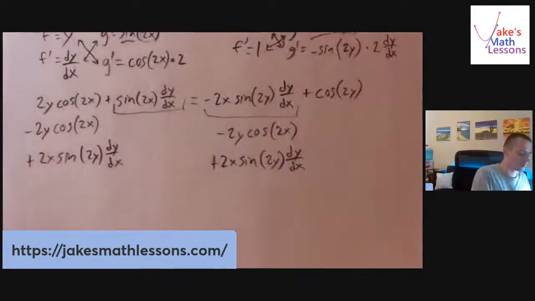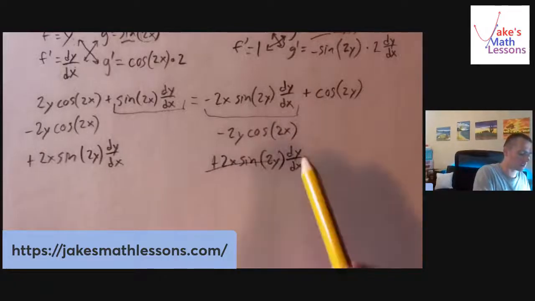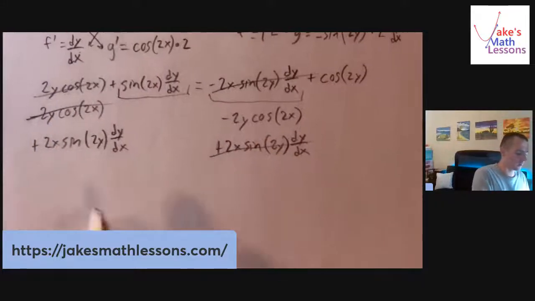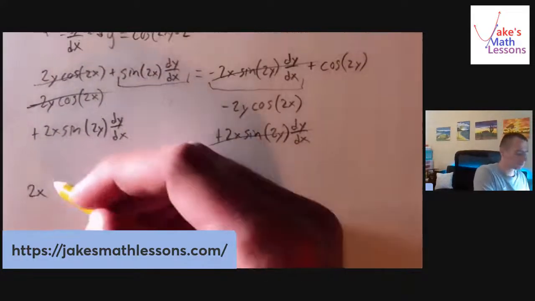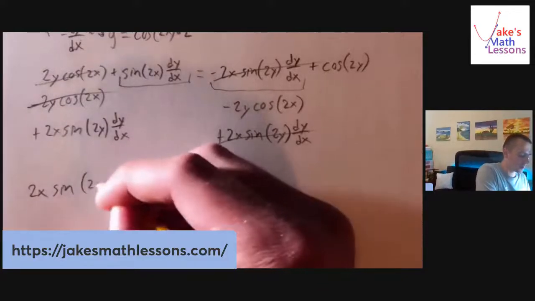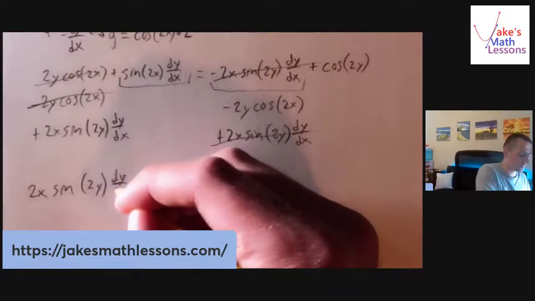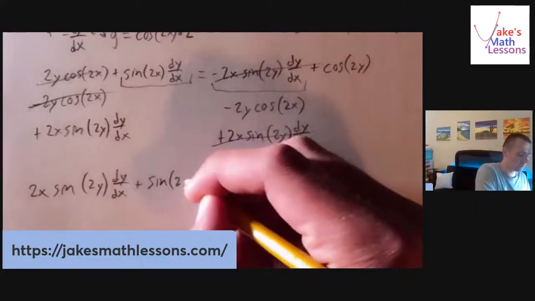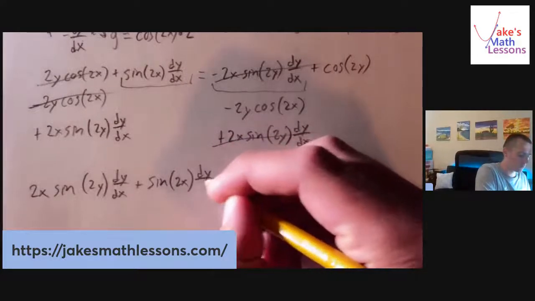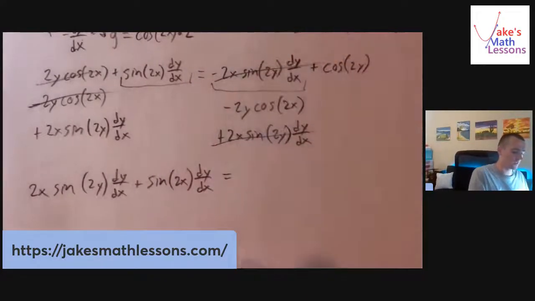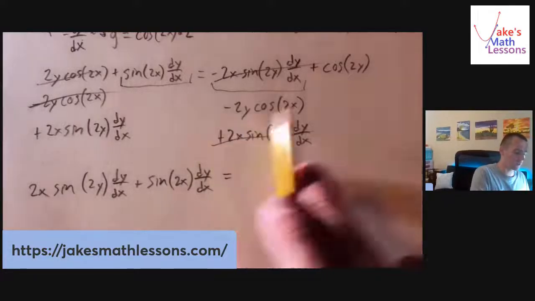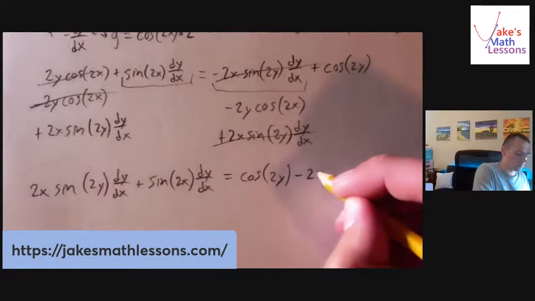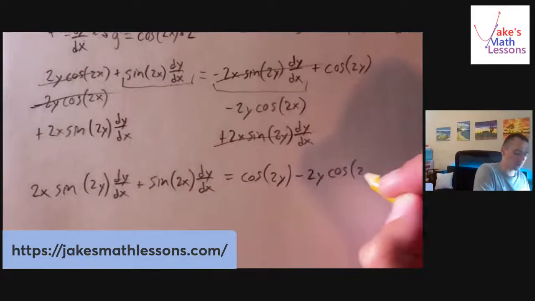And what that is going to do is cancel this on the right side of our equation, and cancel this on the left side of our equation. And we are just going to have 2x sine of 2y dy/dx plus sine of 2x dy/dx. And then we will set that equal to what we have over on the right now, which is the cosine of 2y minus 2y cosine of 2x.